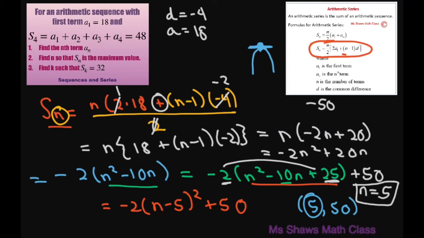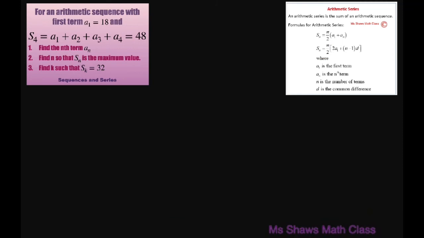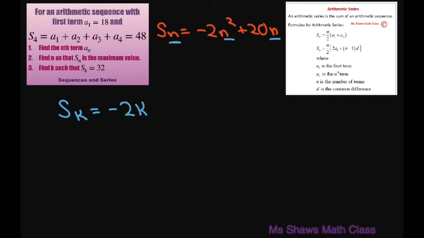Now let's finish up. We have to find the value of k such that s sub k equals 32. Before we had s sub n equals negative 2n squared plus 20n, before we completed the square. Now we want s sub k, so just substitute a k in, and you get negative 2k squared plus 20k, and this is going to equal 32.